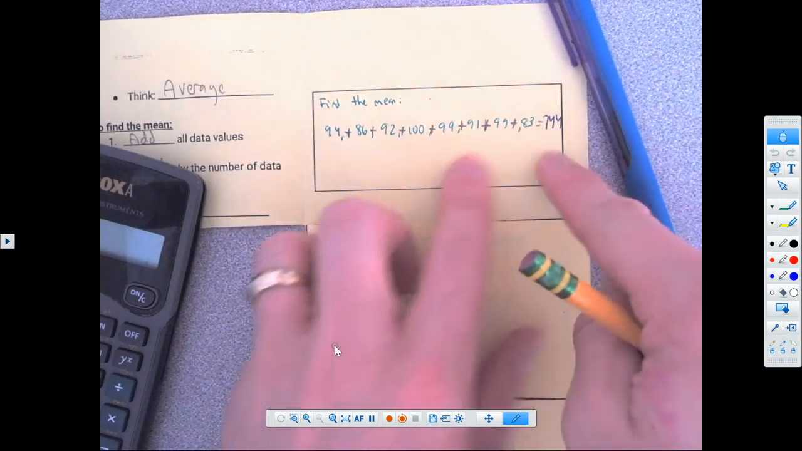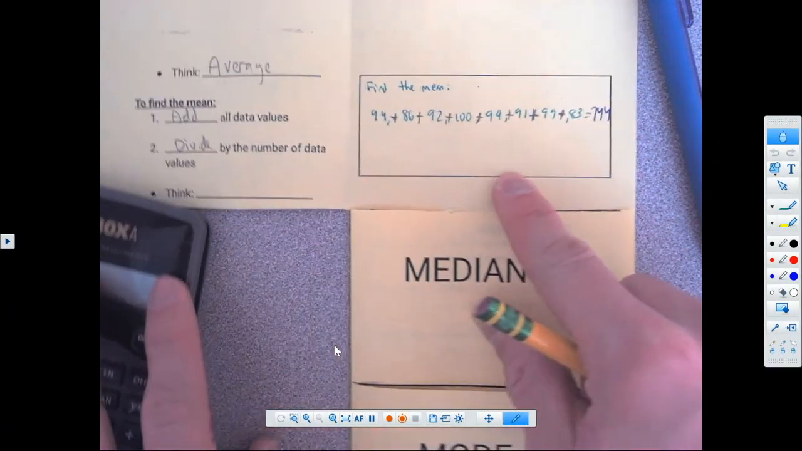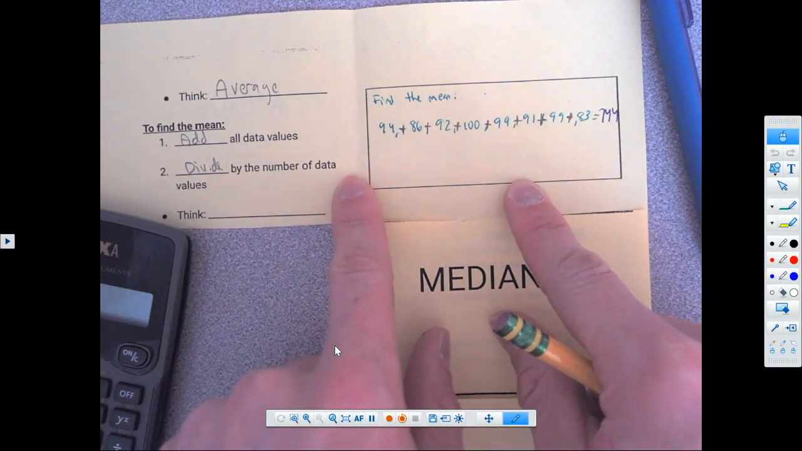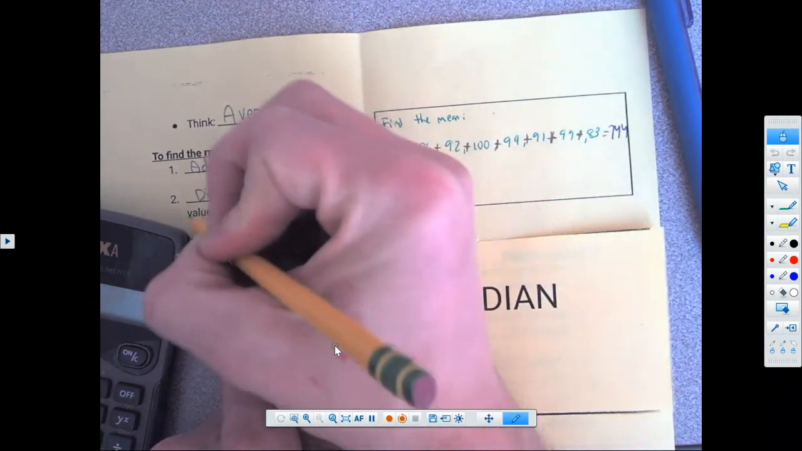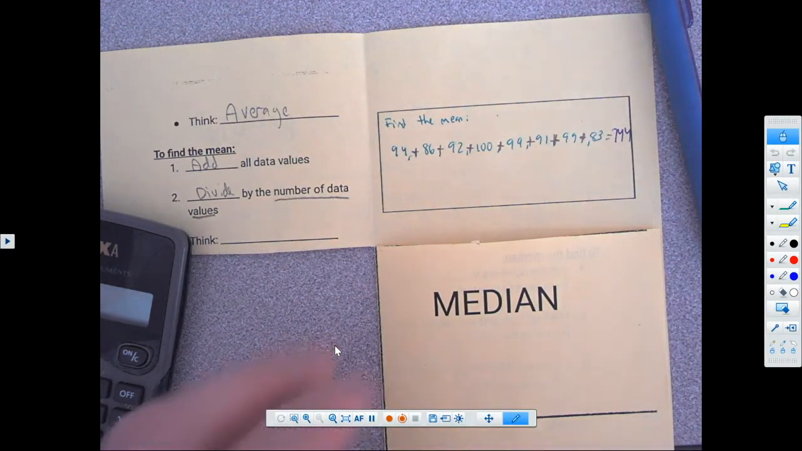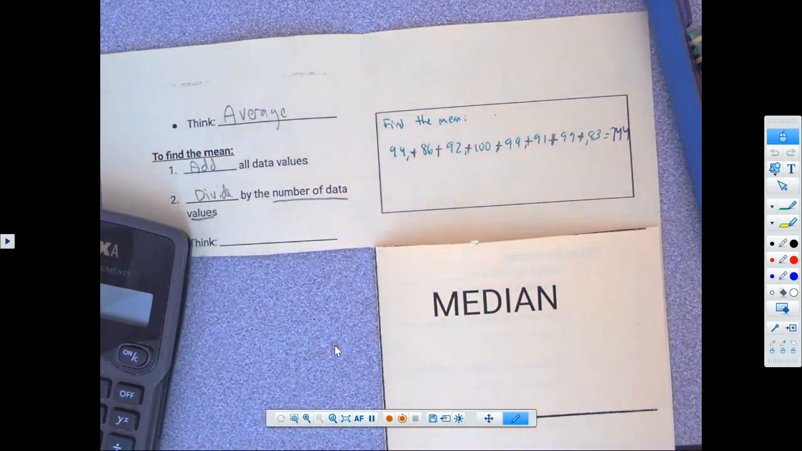Anyway, I added up all of my data values. Now I got to go back and I actually need to count the number of data values so that I can know what to divide by. So I'm going to use my pink pen for that.